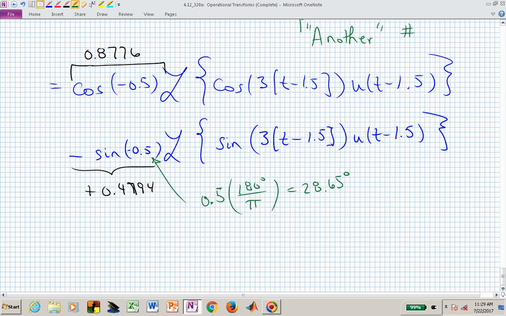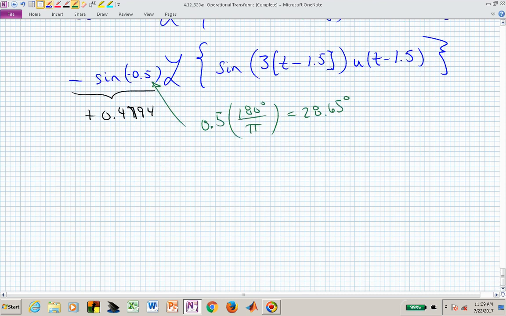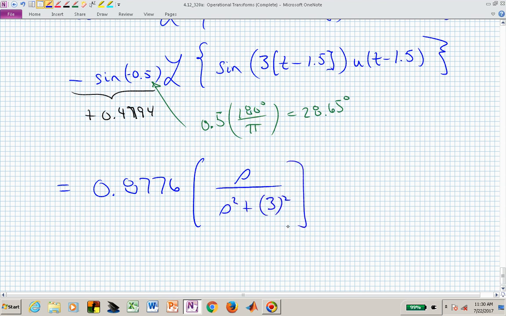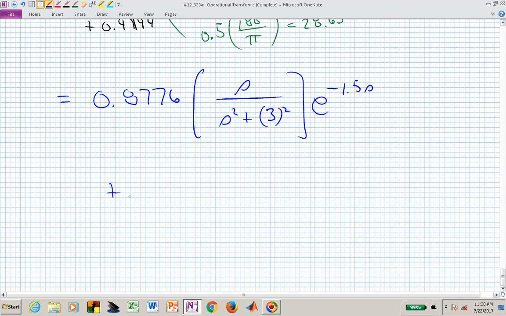And now we can combine all of these pieces such that we end up with the result that we wanted, which is 0.8776 times the Laplace transform of a cosine of frequency omega equal to 3. That's now s over s squared plus 3 squared. But remember, it's switched on a little bit later in time, and it's switched on, so we have to use our translation in time operational transform to produce this scaling of e to the minus 1.5s. And finally, we can connect that with our sine piece, which is 0.4794.